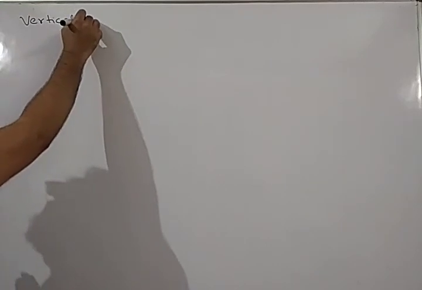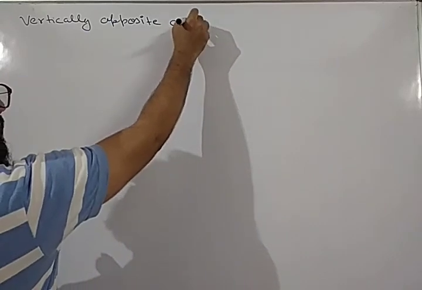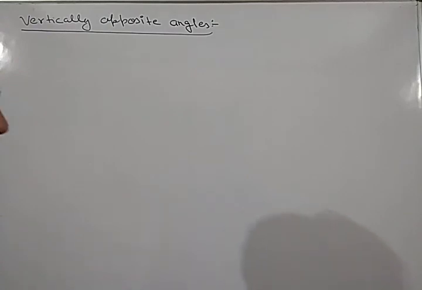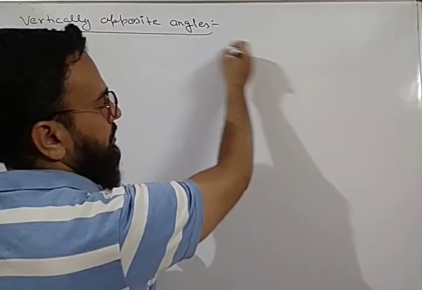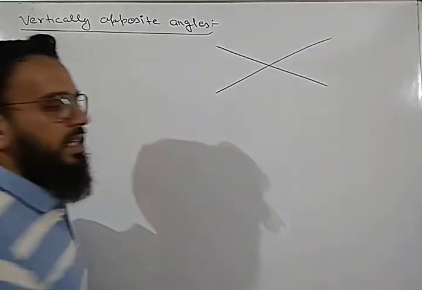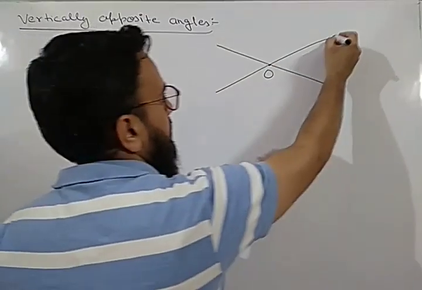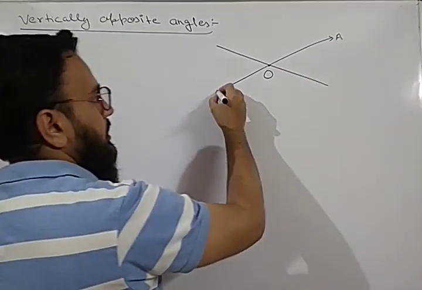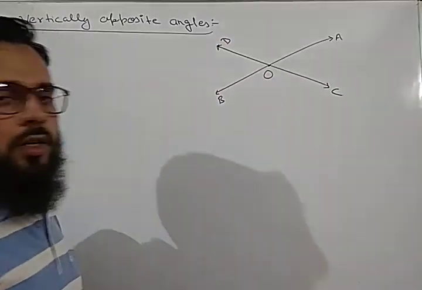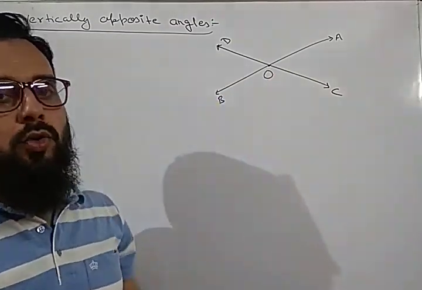What are vertically opposite angles? You have already studied this, but let us revise. If two rays intersect each other at a point, suppose this is our point O, and the rays are OA, OB, OC and OD. So we have two rays AB and CD intersecting at point O.